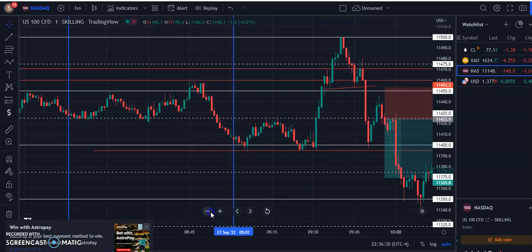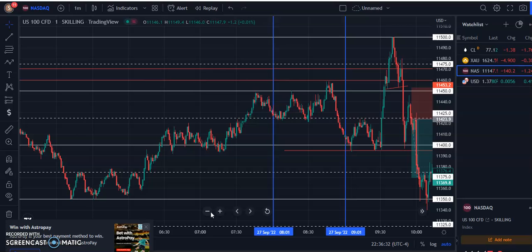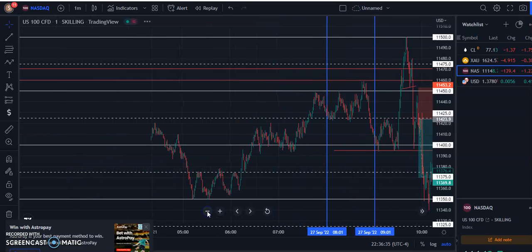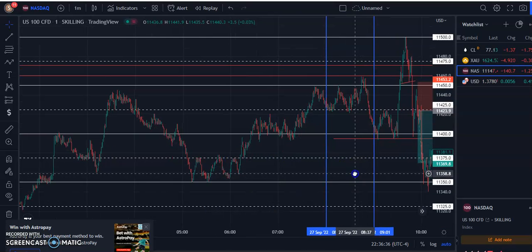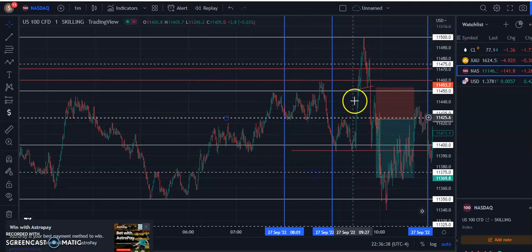So, actually, Nasdaq gave us the best trade setup because of the way it formed. It gave us that pump, a very nice pump and dump setup. Even though the others gave micro pump and dumps, they had very small ranges.